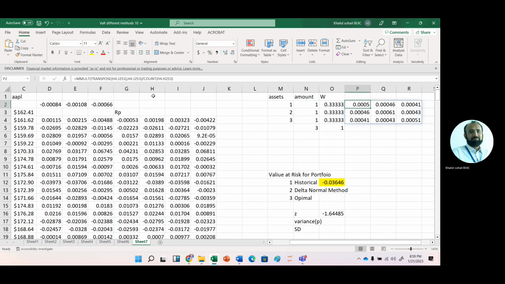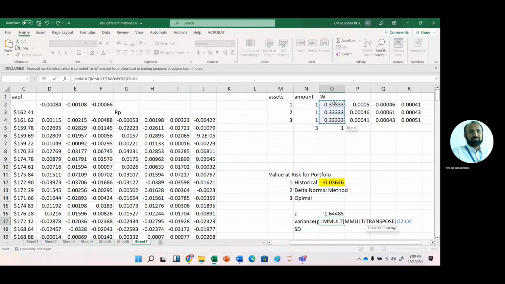Now calculate variance of portfolio. For variance of portfolio, we again use the concept of matrices, the MMULT function. MMULT, then MMULT transpose weights, and that should be multiplied by the variance covariance matrix, and that is multiplied by weights again. So this is the variance. Now take its square root. So this is standard deviation.